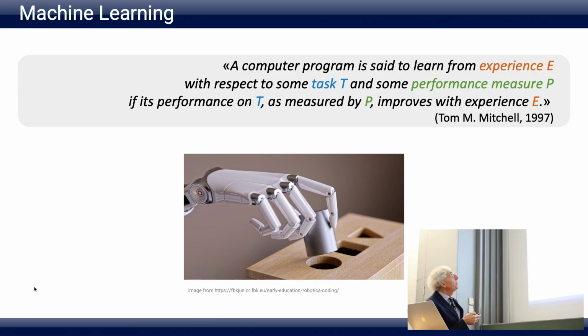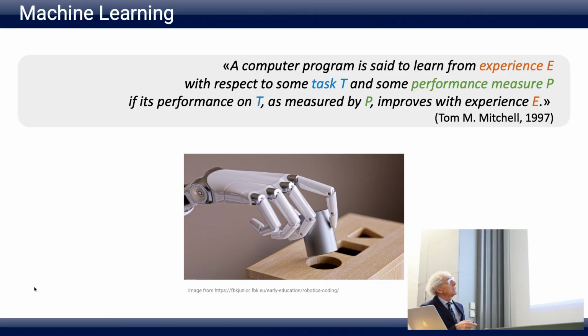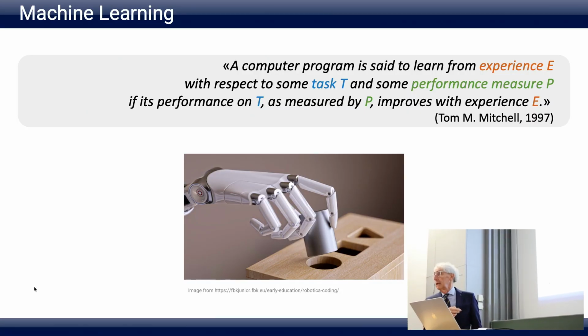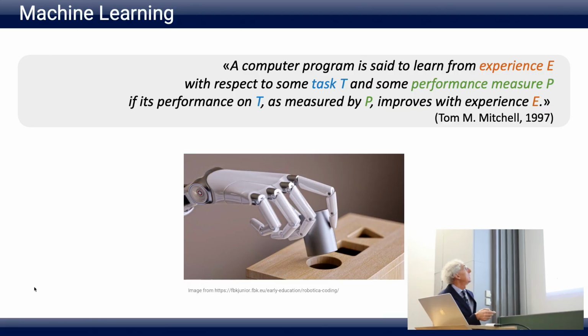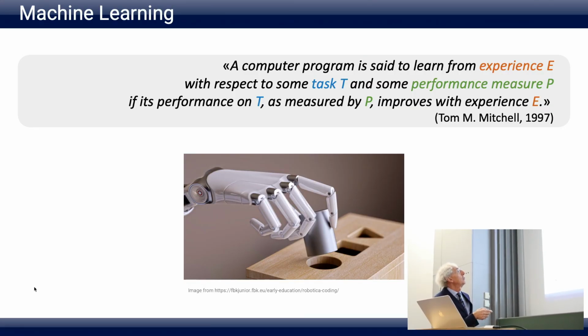And he said that a computer program is said to learn from an experience E. So it's not learning from theory. There is no theory here, right? It learns from an experience E with respect to some task T. So learning is in order to address a specific task, and some performance measure P, if its performance on this task, measured by P, improves with experience E.